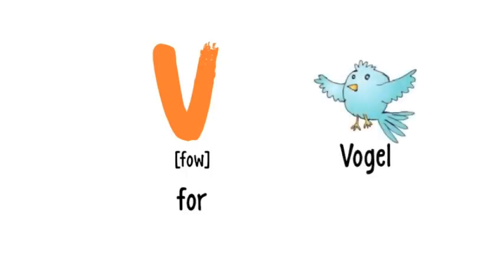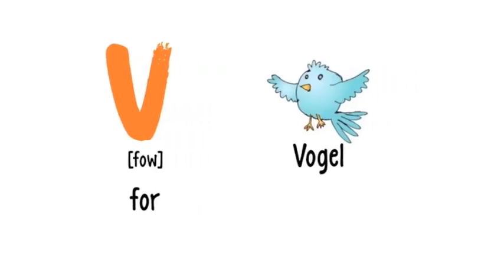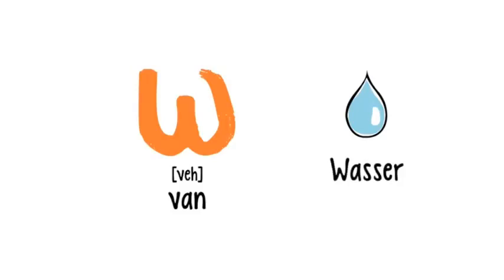V. V is pronounced like the F in the word for. In German we have the word Vogel, which means bird. The next one is W, which sounds like the V in the word van. The German word with the letter W is Wasser, which means water.